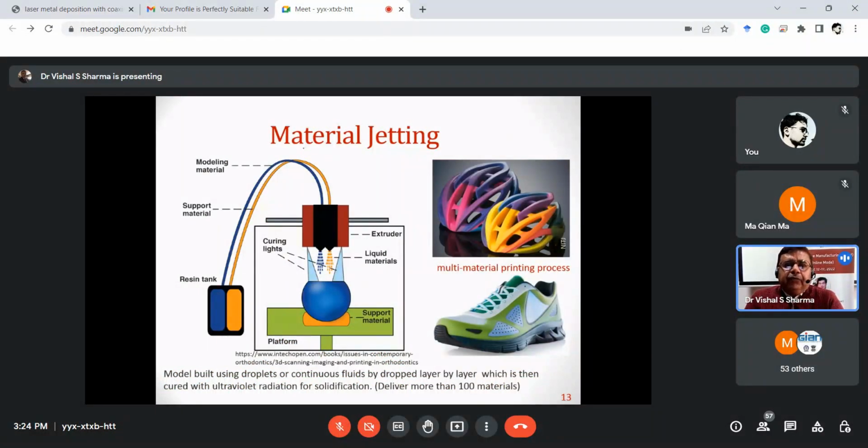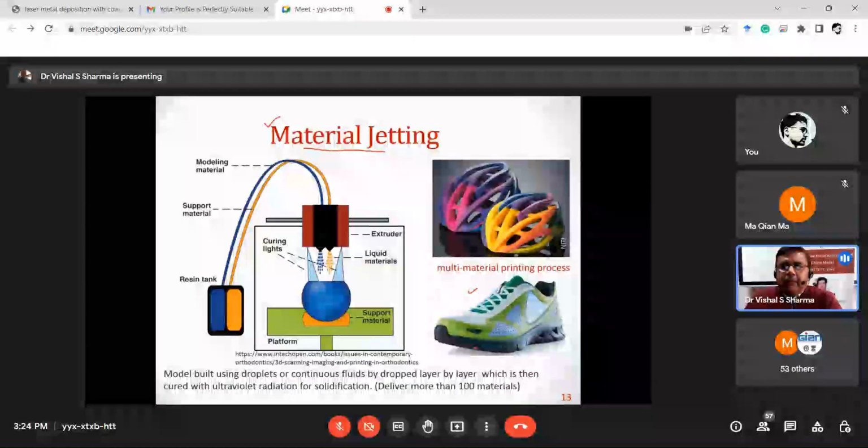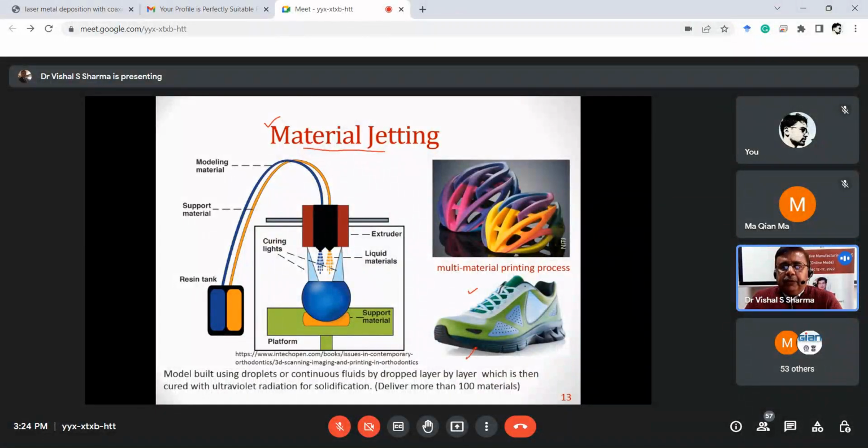Another machine we have here is material jetting. On this machine, if we want to produce parts like this, we can print materials in a single setup. We can have a shoe made from different materials, the upper portion from one material and the top portion from a different material. The technology is very similar to the inkjet printer.